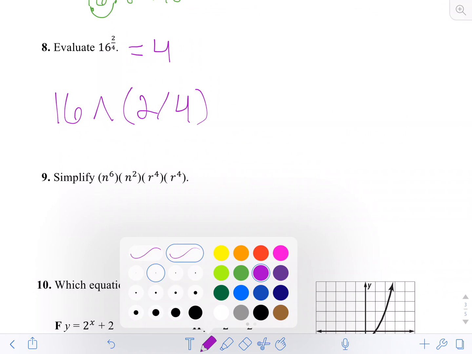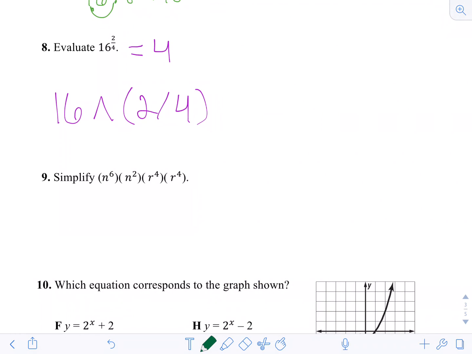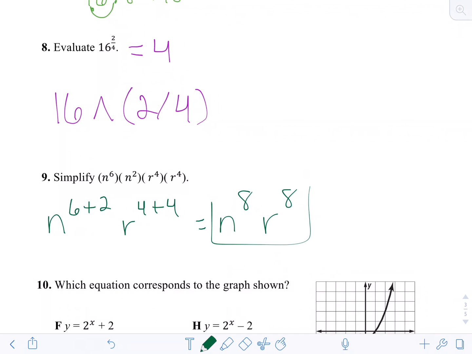Okay. This next one, we have simplify. n to the 6th times n squared, and we have r to the 4th times r to the 4th. When you multiply, you add the exponents, so we have 6 plus 2. And then my r, I have 4 plus 4. So when I simplify that, 6 plus 2 is 8. 4 plus 4 is 8.